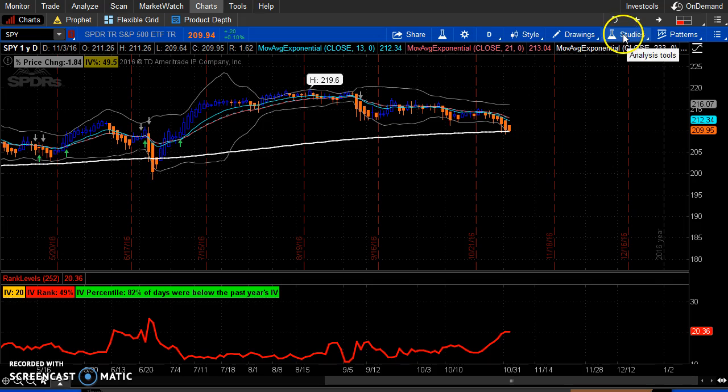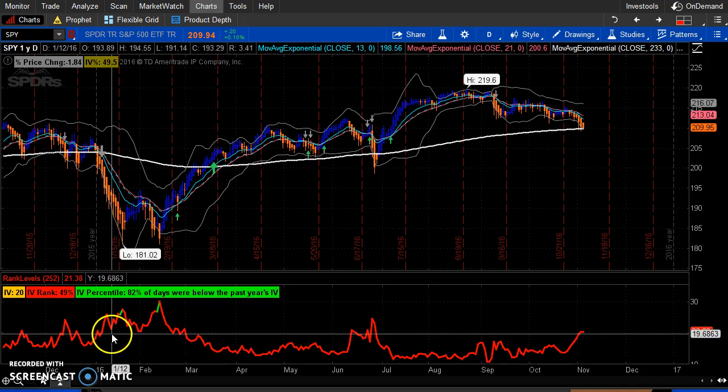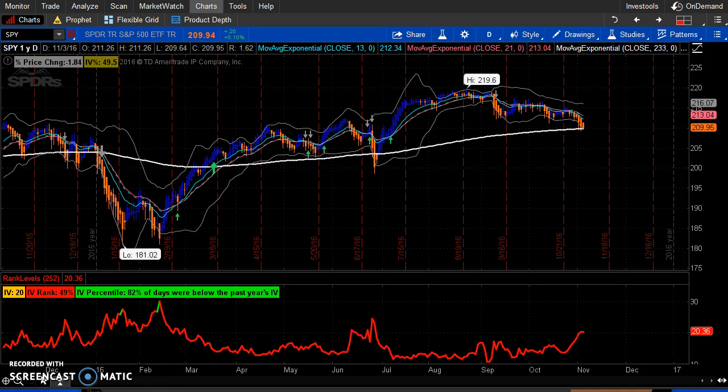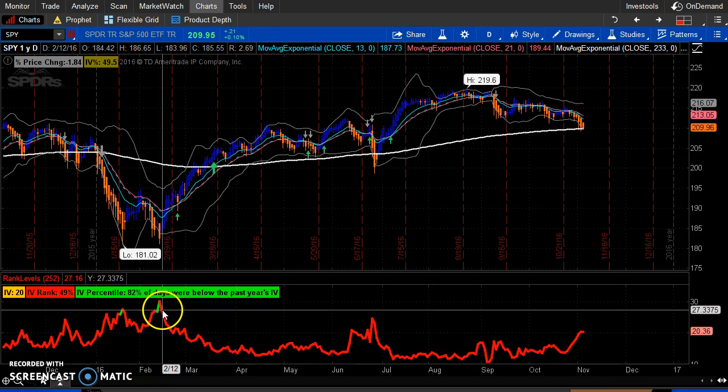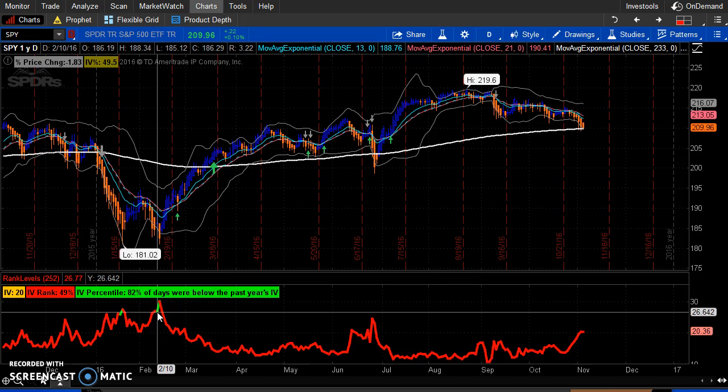So if I change this date, let me zoom out. Okay, so see over here, back in February of this year, IV rank got to 50%. That's when it's green. At that time, actual IV or implied volatility was at 26.64. You see that to the right? But 26.64 is 50% compared to itself over the last year, which is why it's green.